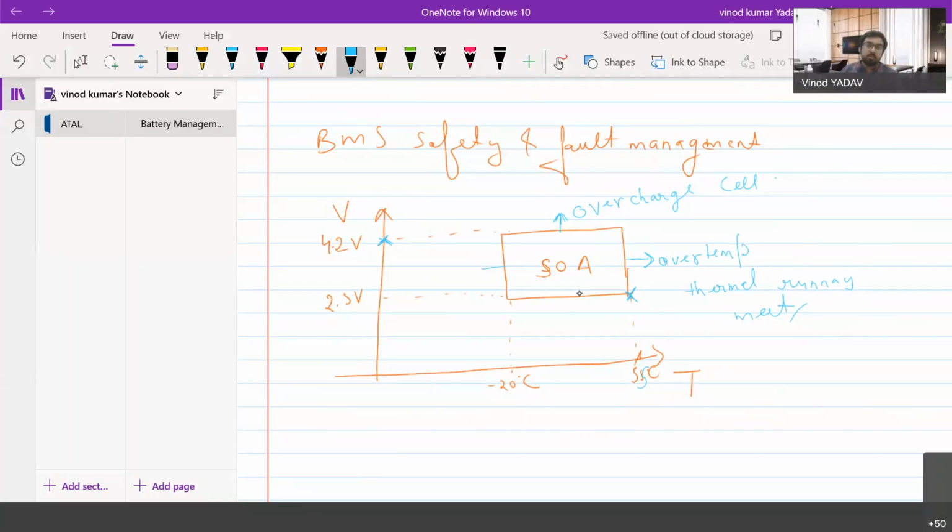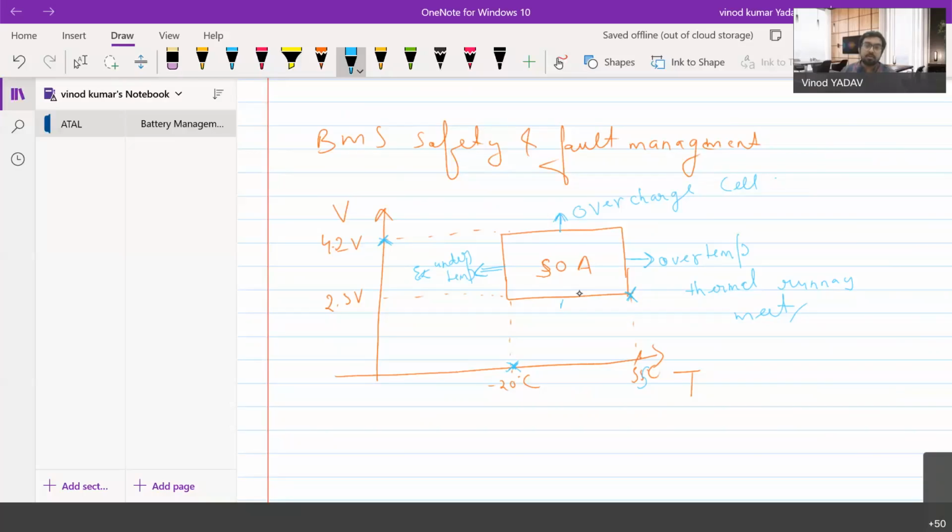If we come to this side, now the environment is below the safe operating temperature. It's extreme cold, or we can say it's the under temperature region. In extreme cold conditions, the electrochemical property responsible for flowing the charge from anode to cathode or vice versa in a cell will not happen, and the charge will be unable to move. So the battery will not work efficiently.